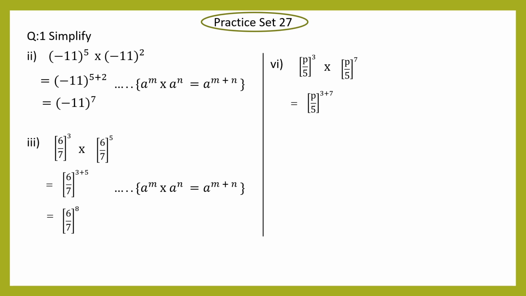P upon 5 is the base. Powers will be added, so 3 plus 7, so it becomes p upon 5 raised to 3 plus 7. Let's write the law of indices as a reason. So a raised to m into a raised to n is equals to a raised to m plus n. P upon 5 raised to 10, that is 3 plus 7 is 10. So we got the answer.